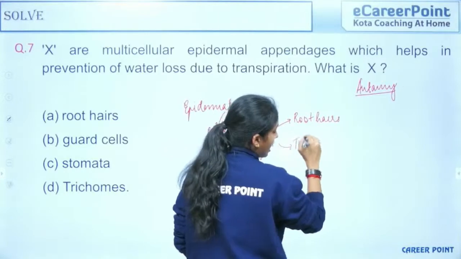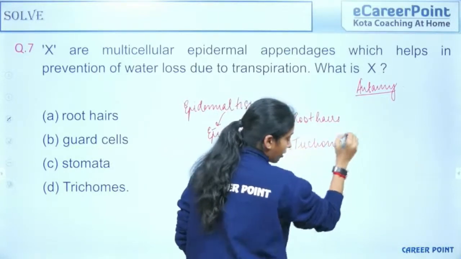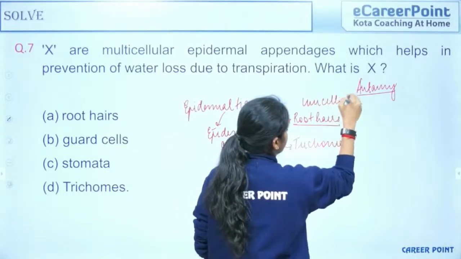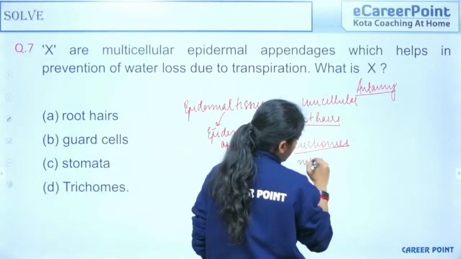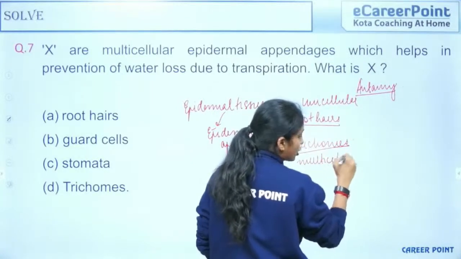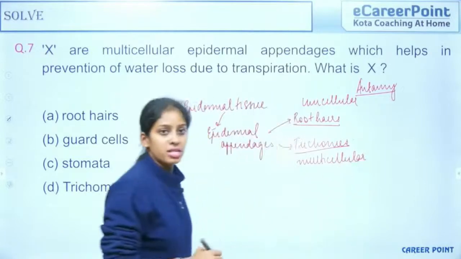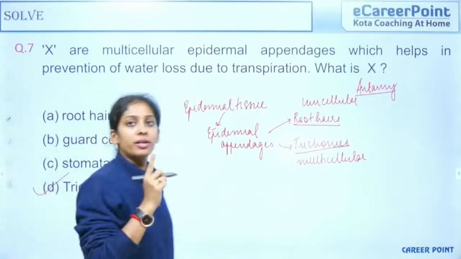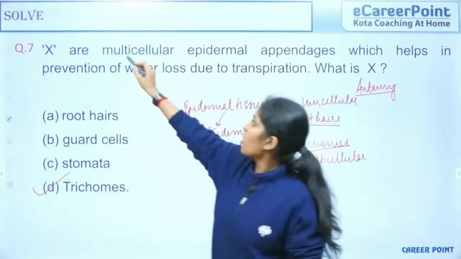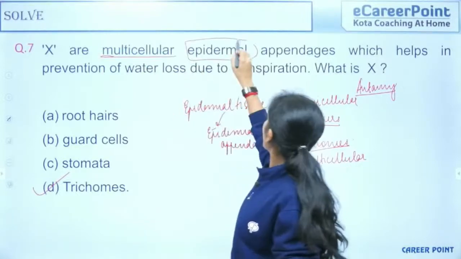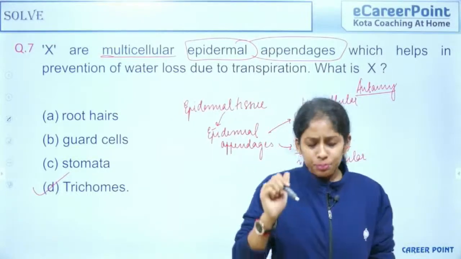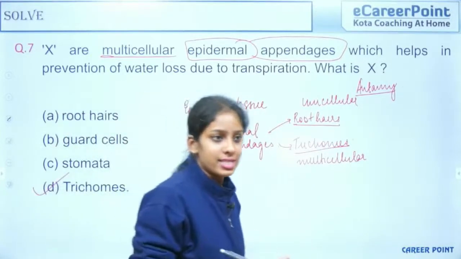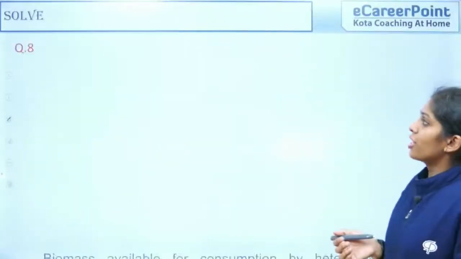Root hairs help in the absorption of water from the soil, and mind you, root hairs are unicellular, and trichomes are multicellular. Trichomes actually prevent the loss of water during transpiration. So the right answer would be trichomes, option D, not B. So trichomes are multicellular epidermal appendages. This comes in anatomy, where we talk about the epidermal tissue system, which includes your stomata, your guard cells, etc. Alright? Okay, so question 8.